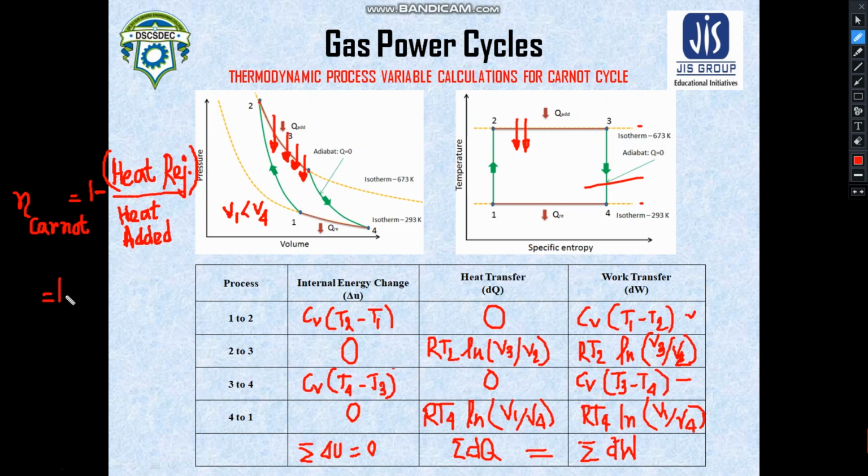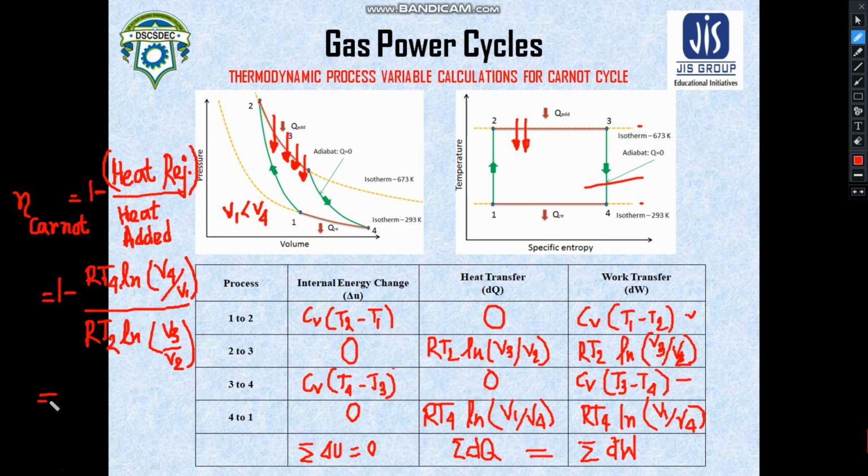Now, what will we write over here? This is very simple to understand. We will write RT4 ln V4 divided by V1, because we need to write the positive term. The modulus of the heat rejection should be written over here. If we had used the plus sign, then it could have been written like this. So this is RT4, and here is RT2, ln of V3 divided by V2. Very simple.